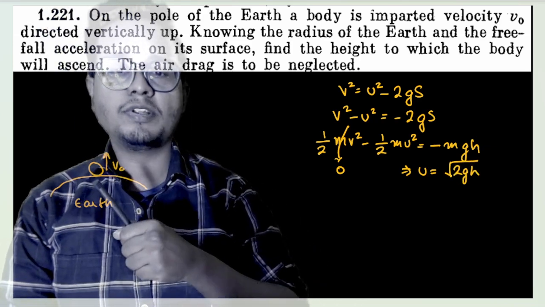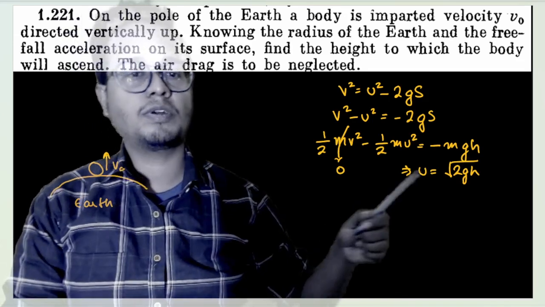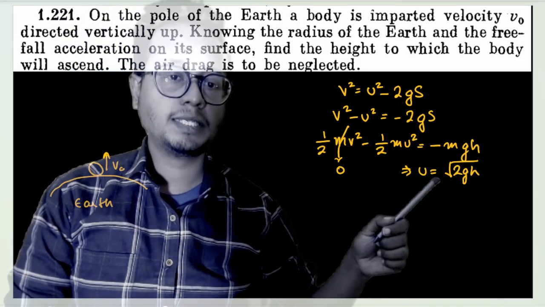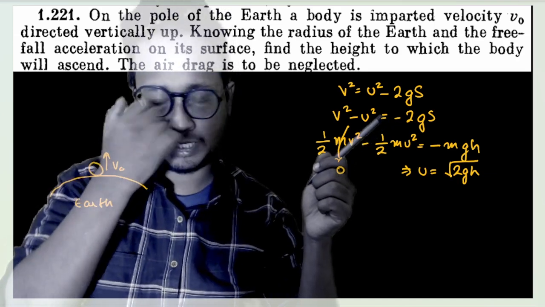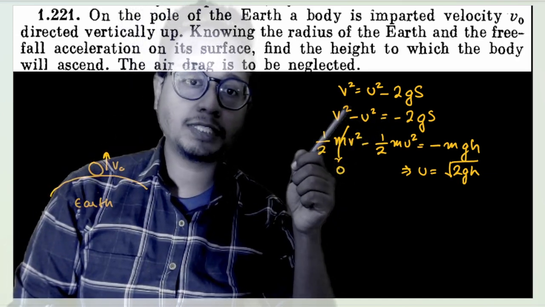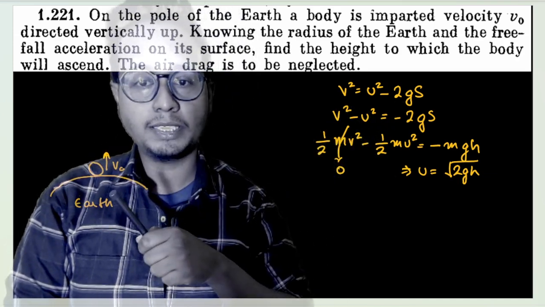Okay, the initial velocity v0 is equal to under root of 2gh. Or if you want to find the height, it is equal to u square by 2g. Both are the same thing. But in this case, we'll apply the same formula. The only difference out here is that the value of the gravitational constant is not the same.